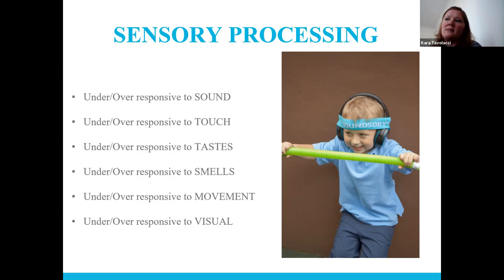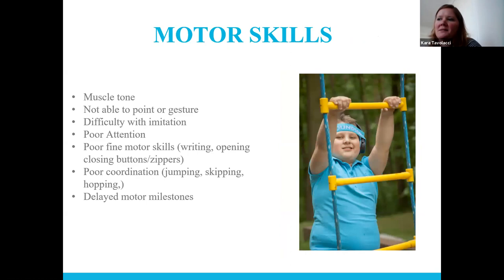In addition, we also have motor skills that are often involved. So kids with autism can have low muscle tone, coordination difficulties, difficulty pointing to things to get the attention of somebody else, difficulty figuring out new motor skills, jumping, skipping, hopping, running, things like that. Always moving or not moving enough.